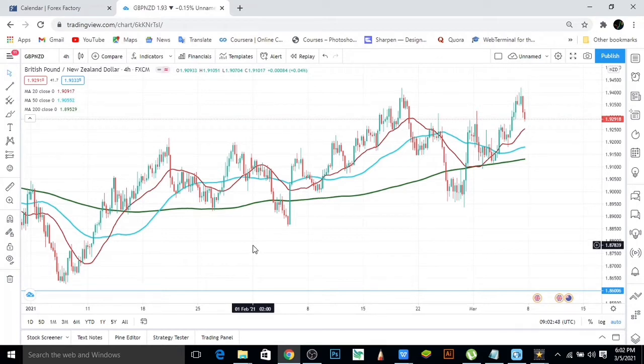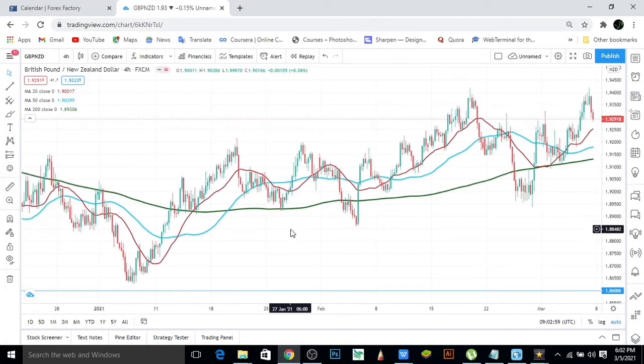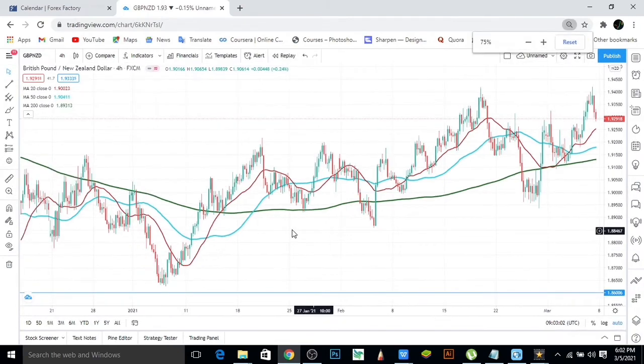We said that moving averages are trend indicators, right? Now, let me first talk about how they show you the direction of the market, how they show you trend. Let's start with the 200 moving average. There's like a hard and fast rule for when you want to use the 200 moving average.